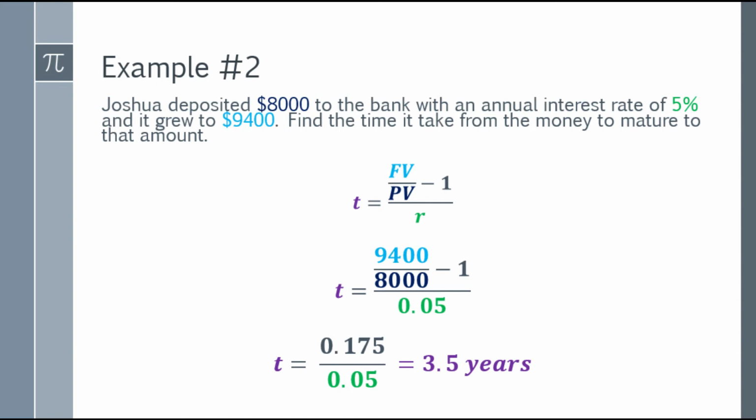So, nag-deposit daw si Joshua ng $8,000 sa bangko na may annual interest rate ng 5% at naging 9.4 siya, it will take 3.5 years para maging ganun yung pera from 8,000 to 9.4. Or 3 years and 6 months. Remember, 3.5 years, ang kalahati ng isang taon ay 6 months. So that will be 3 years and 6 months.